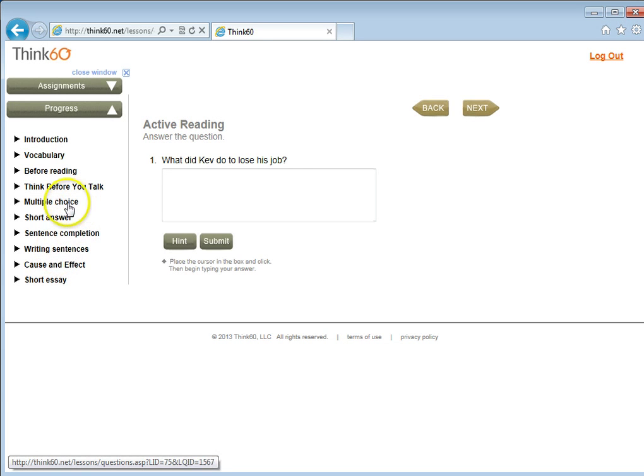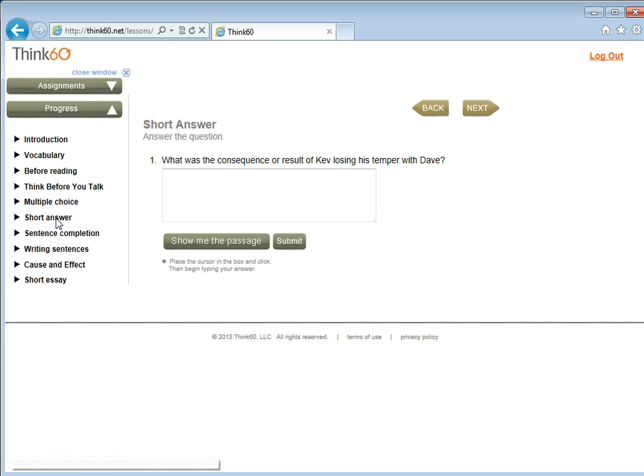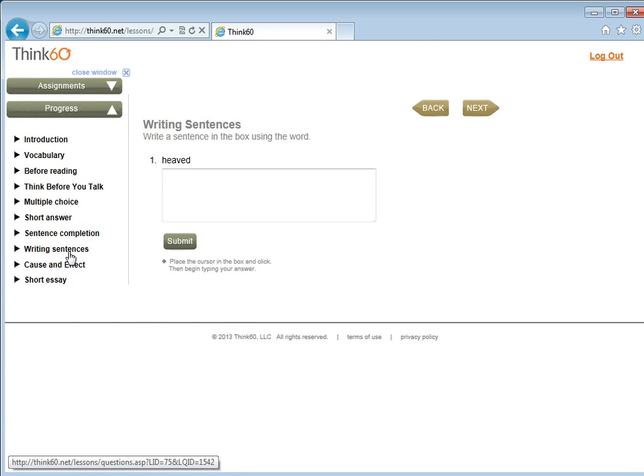The first two test reading comprehension: multiple choice, and short answer, which are open response questions. The next two sets of exercises practice vocabulary. The first are sentence completions, or fill in the blank. The second is writing sentences, which allows the students to write original sentences using their new vocabulary words, and also gives them practice with their writing skills.